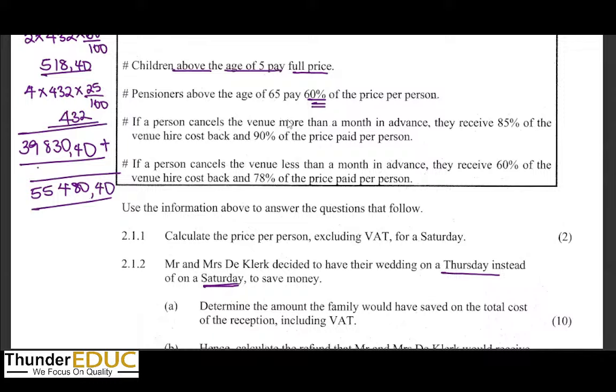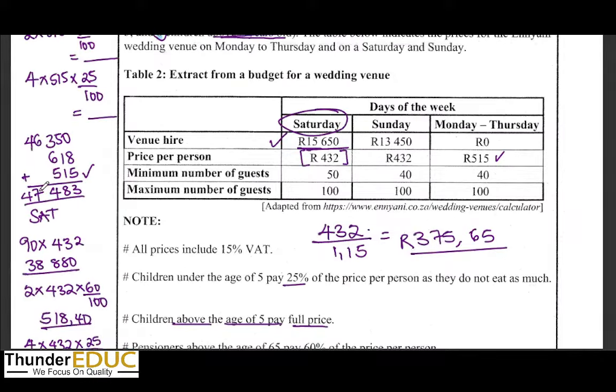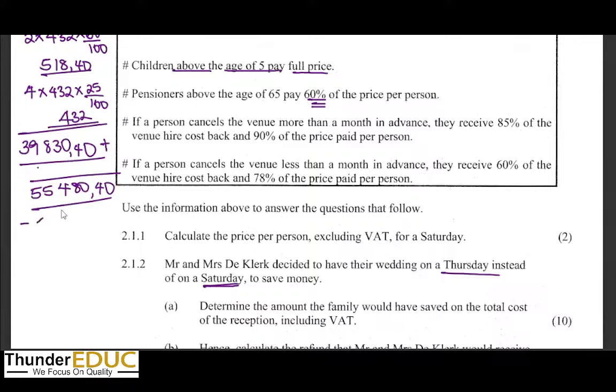So we are going to see how much they save. Saturday is 55,000. Thursday we got 47,000. So we need to subtract the two to find that. So we shall subtract 47,483. We are subtracting, we are not dividing, we are subtracting. Subtract those values. So they saved 7,997 rands 40 cents. This is what they saved. This was question part A, 2.1.2.